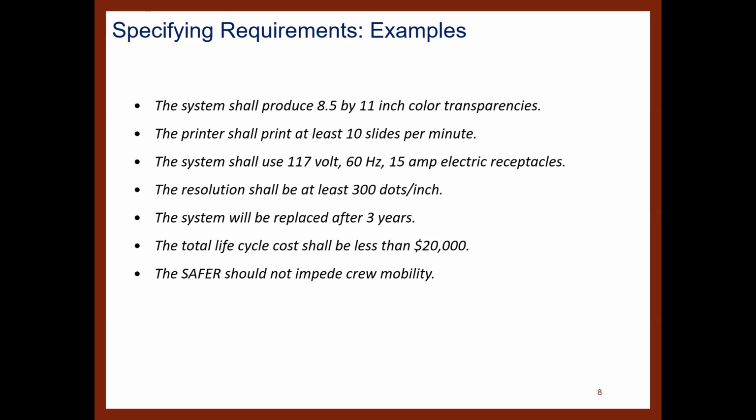And then we get into the "will," which is requirement 5: will be replaced after 3 years. The "shall," meaning that the life cycle cost shall be less than $20,000. So again, that's the goal. That's a long-term type of requirement. And the spacesuit should not impede the crew mobility, again, similarly, as we showed in the previous example.